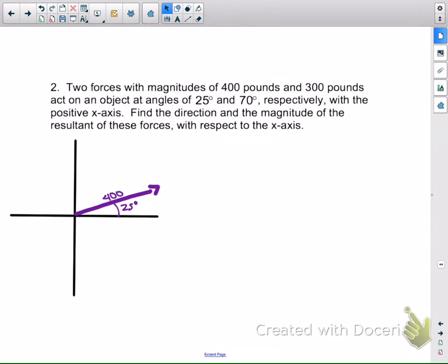Our second force has an angle of what? 70, which is way closer to 90. And it's a little bit smaller with the magnitude of 300 pounds. All right, so using what we did on the last problem, what do we find first for each of our vectors? Component form. So for force 1, how do I find component form? 400 cosine 25, 400 sine 25.